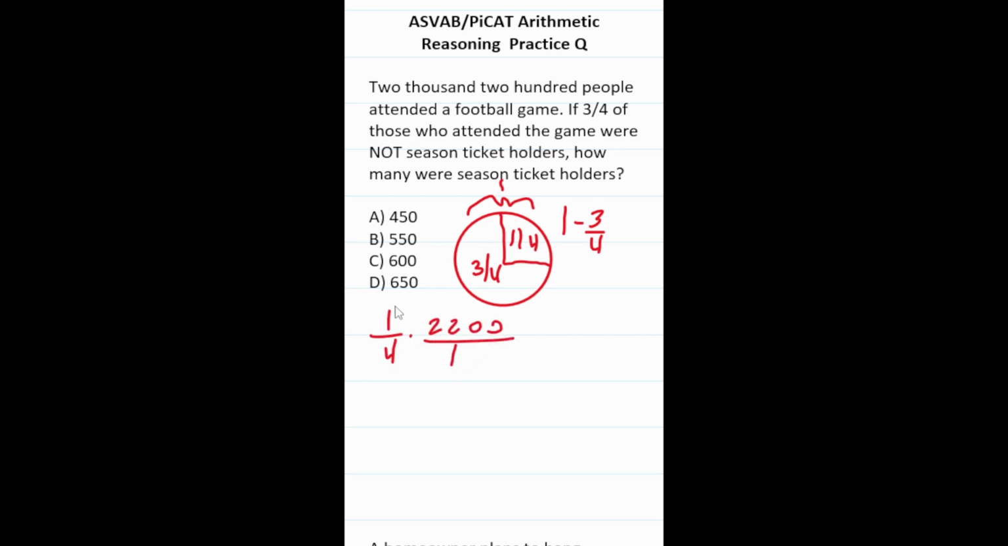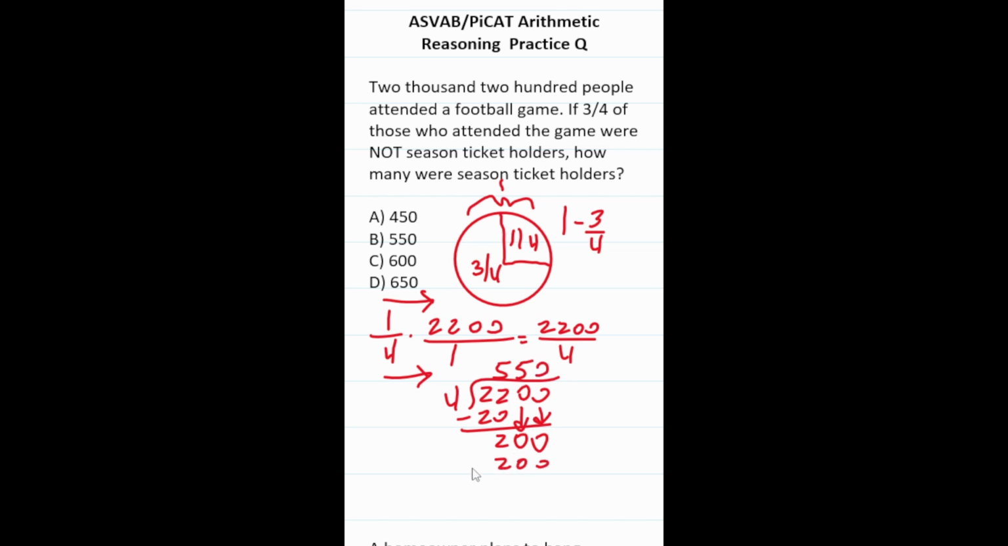Write 2,200 as a fraction by placing it over 1. Multiplying two fractions, so just multiply straight across. This becomes 2,200 over 4. Do long division to solve. 2,200 divided by 4. 4 goes into 22 5 times without going over. 4 times 5 is 20. This is 2. Drop down this 0. 4 times 5 would be 20, but if we drop down this other 0, 4 times 50 will be exactly 200 with no remainder. So 550 people of the 2,200 who attended the game had season tickets.